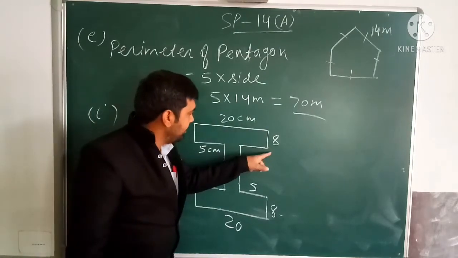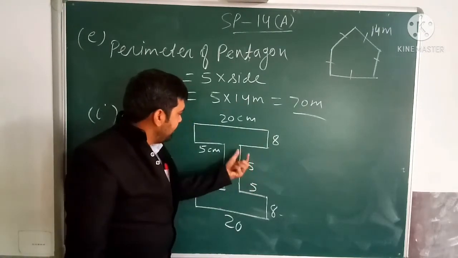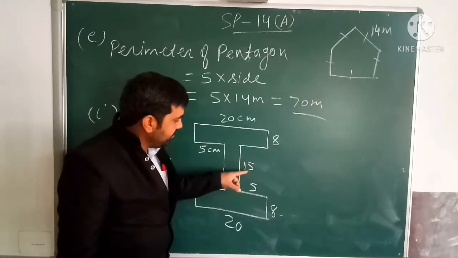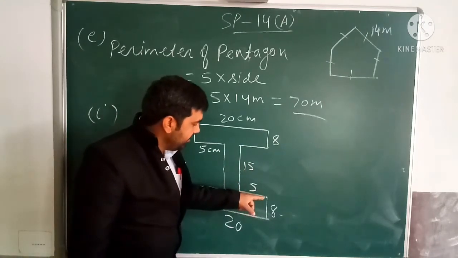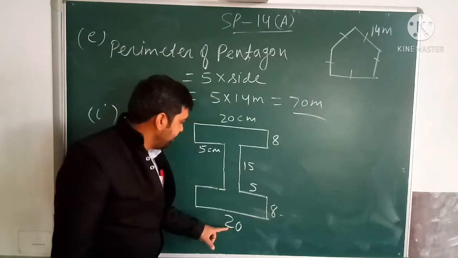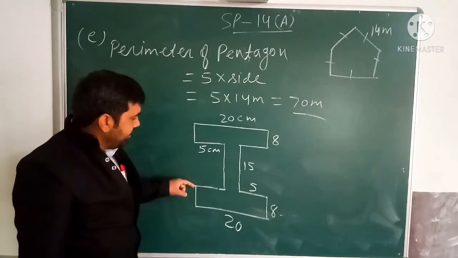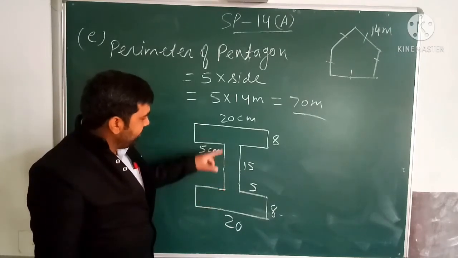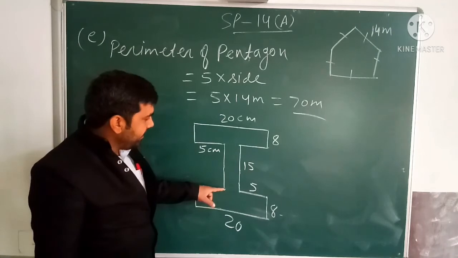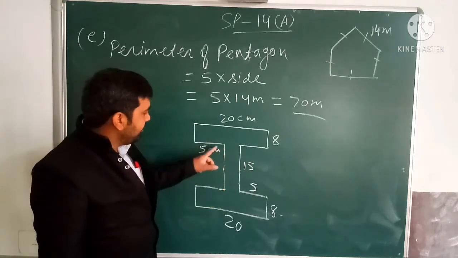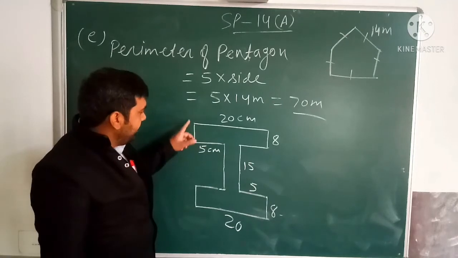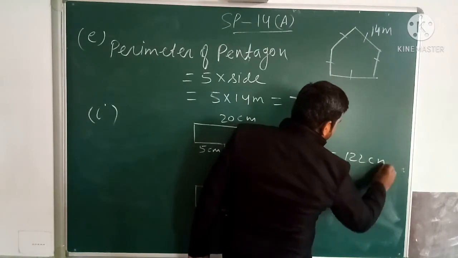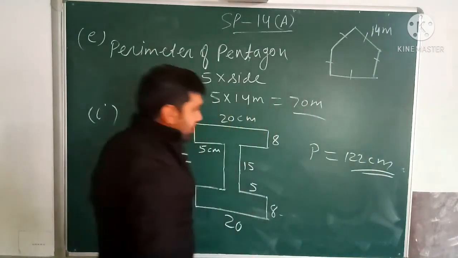So 20 centimeter plus 8, 28, 28 plus 5, 33, plus 15, 48, 48 plus 5, 53, 53 plus 8, 61, 61 plus 20, 81, 81 plus 8, 89, 89 plus 5, 94, 94 plus 15, 109, 109 plus 5, 114, 114 plus 8, 122. So the perimeter we got from this figure is 122 centimeter. Like this you have to calculate.